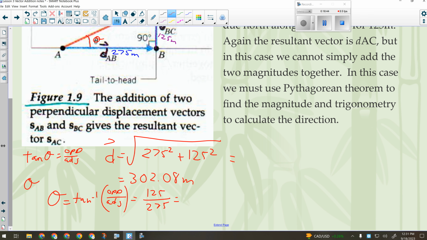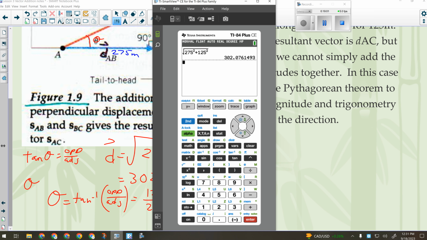How do I tell which one's opposite and which one's adjacent? Opposite is directly opposite of the angle. The angle doesn't touch the opposite side. The angle arc does touch the adjacent side. Okay? All right, so if I do that calculation here, we are going to have inverse tan of 125 divided by 275. All right, so that's going to be 24.4 degrees.